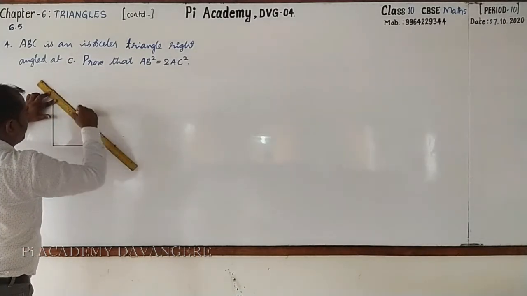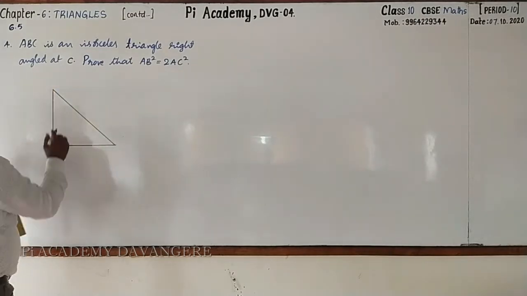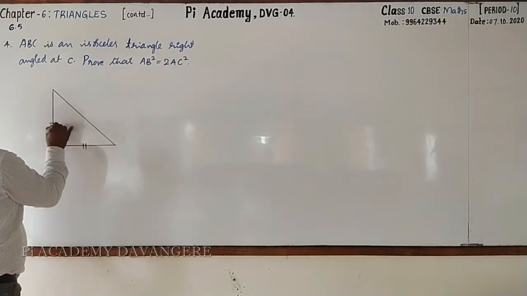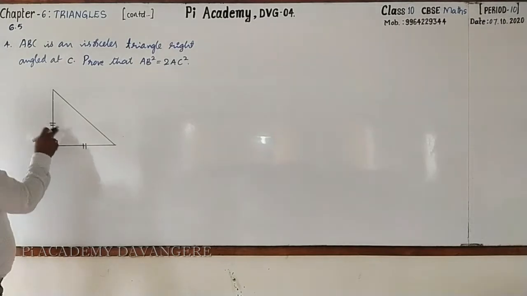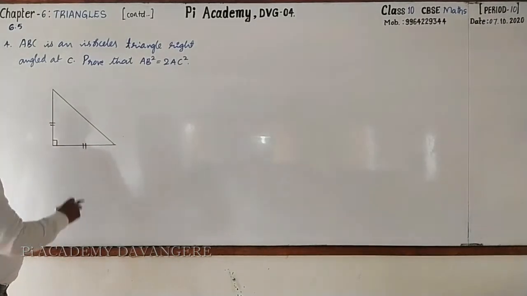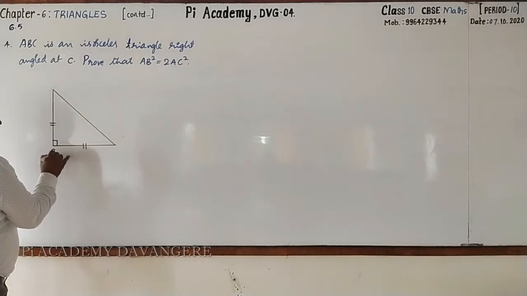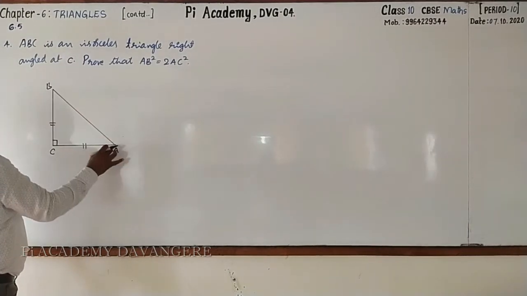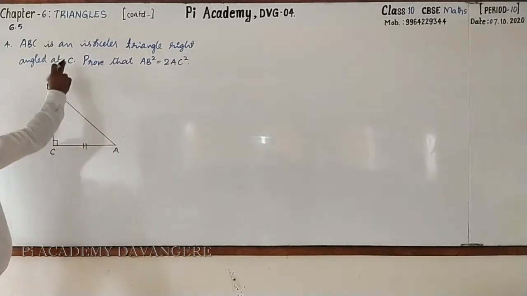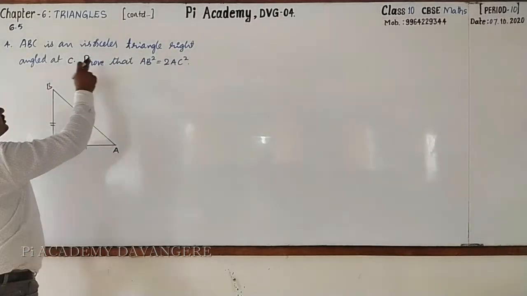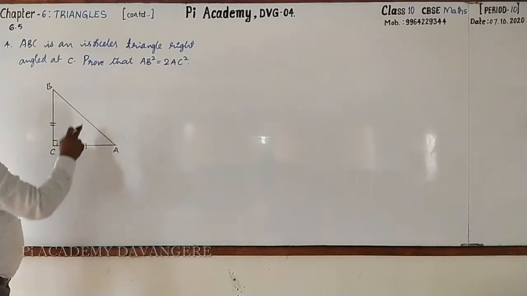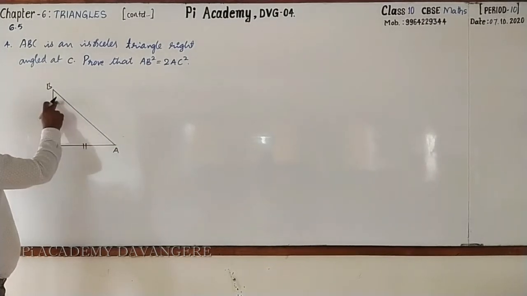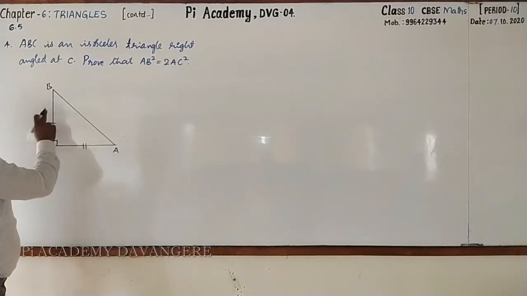Look here. This is an isosceles right angled triangle in which two sides are equal and one angle is 90 degree. And right angle is at C. Then I call it as A, this as B. See that ABC is an isosceles triangle right angled at C. Prove that AB square equal to 2 times AC square.